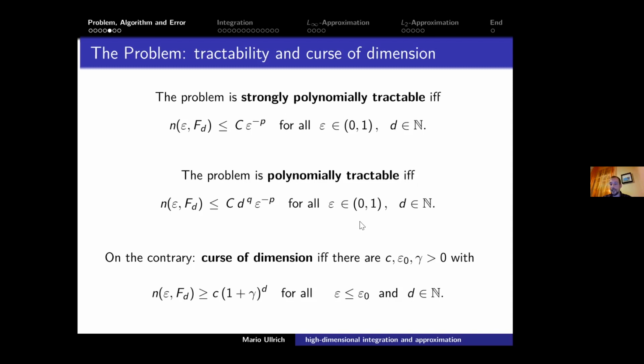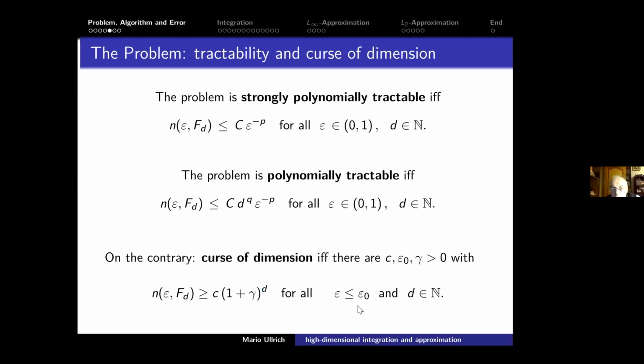And to also have some lower bounds, so some bad classification, we use the term curse of dimension, sometimes curse of dimensionality. There exist some constants such that the information complexity is lower bounded by a constant times some (1 + gamma)^d, for all epsilons.